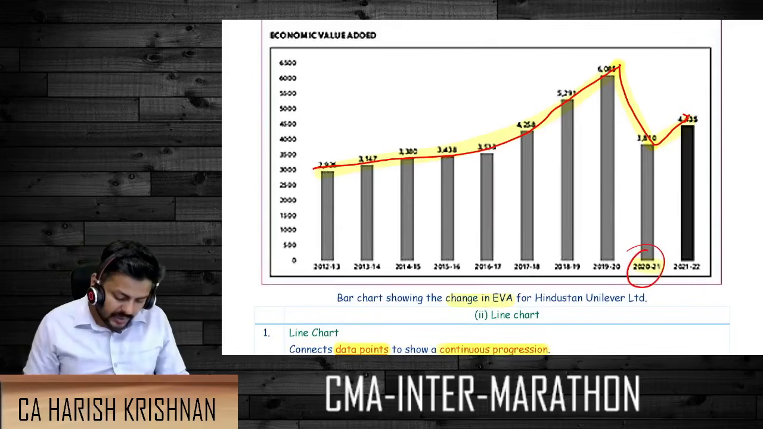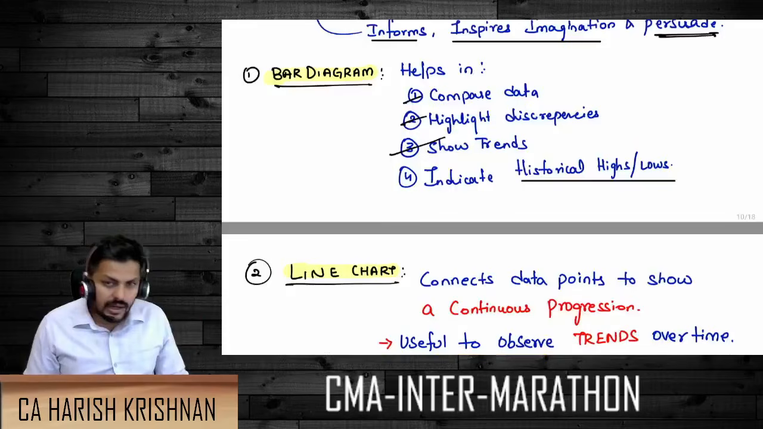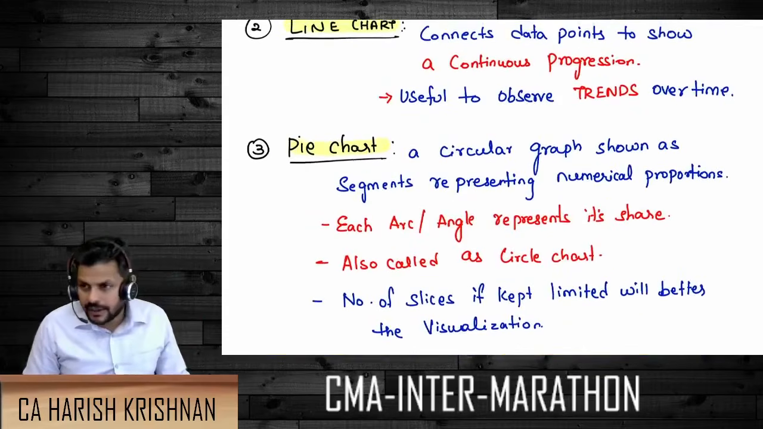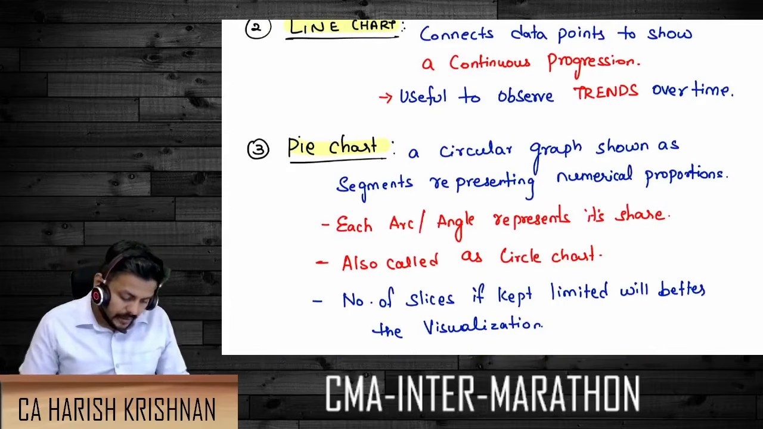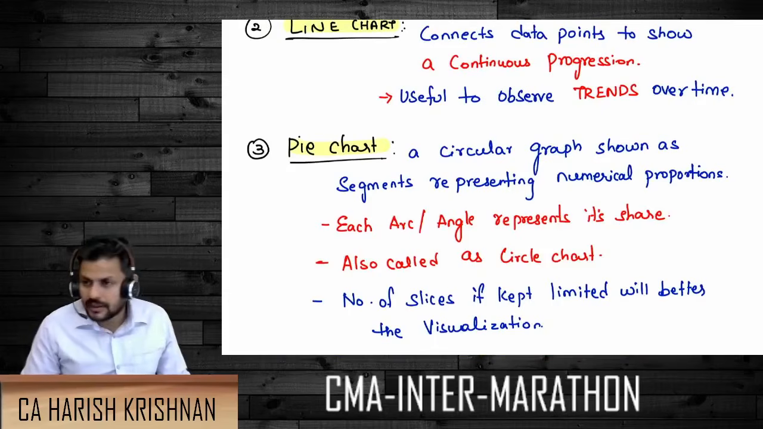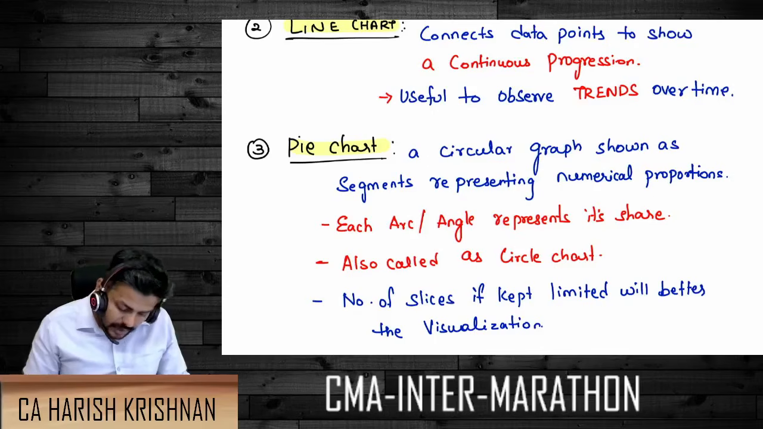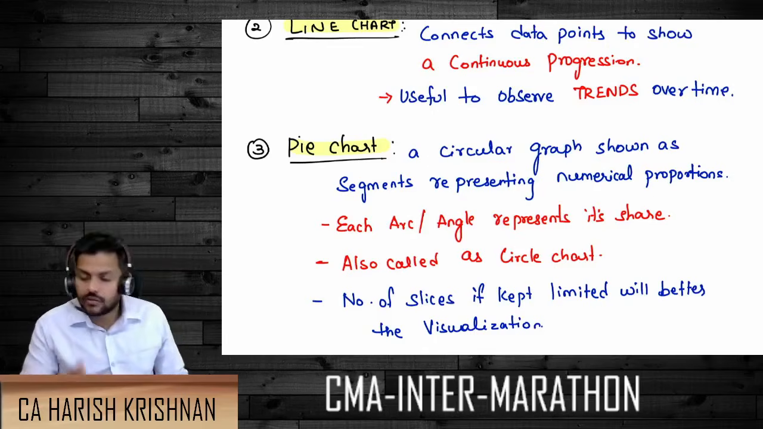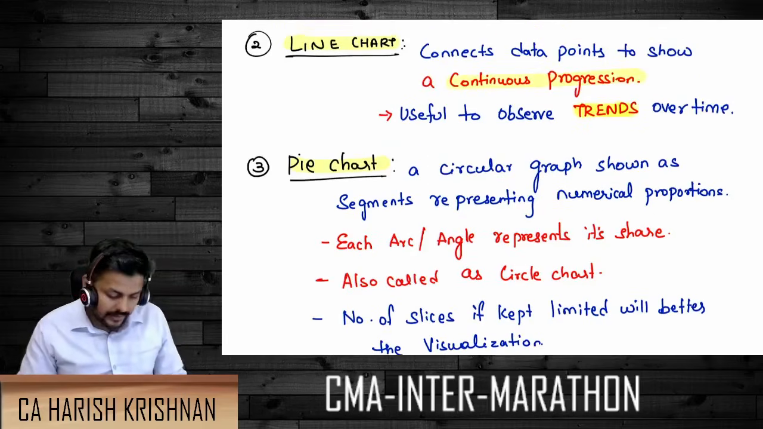Moving on to the second one, guys, is called a line chart. What is a line chart? A line chart is something that connects data points to show a continuous progression. For this continuous progression, it is very useful to easily observe trends over a period of time. Let us see what a line chart looks like here.